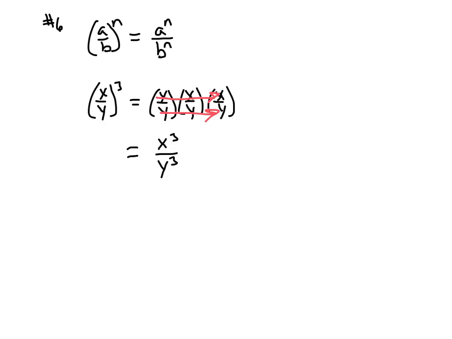So again, what's the point of the rule? So that we can go from the beginning straight to the answer without showing that in between. Okay, it's to shortcut our work. All right, rule number 7.